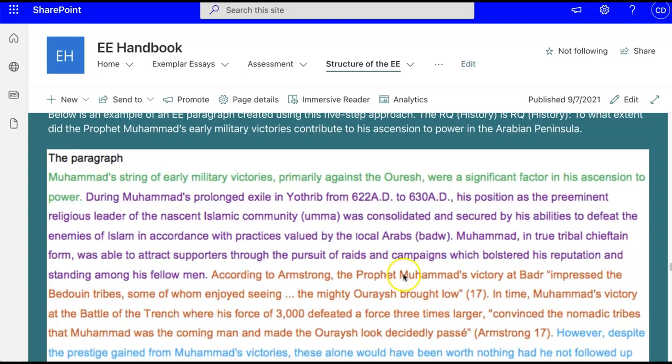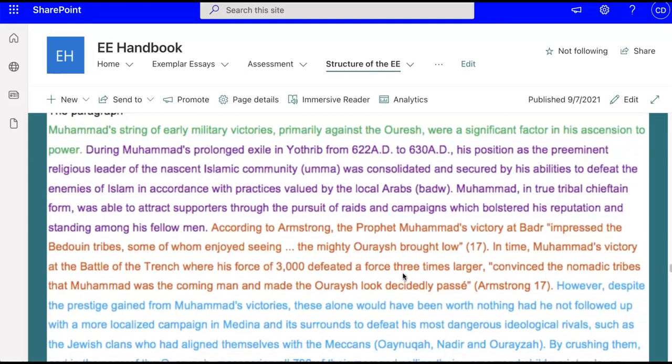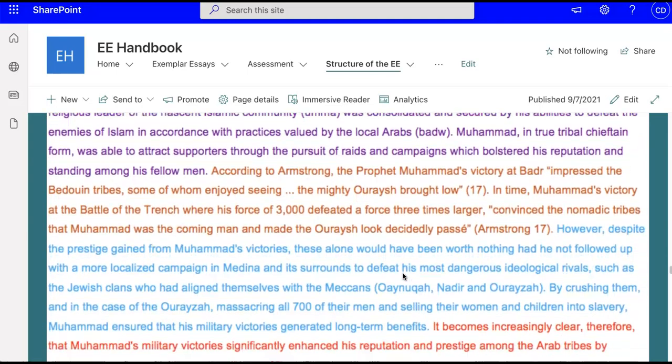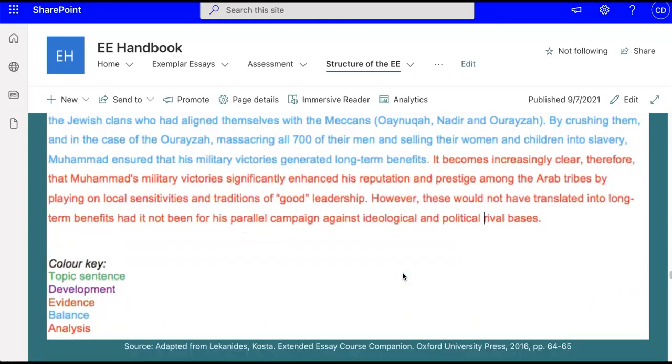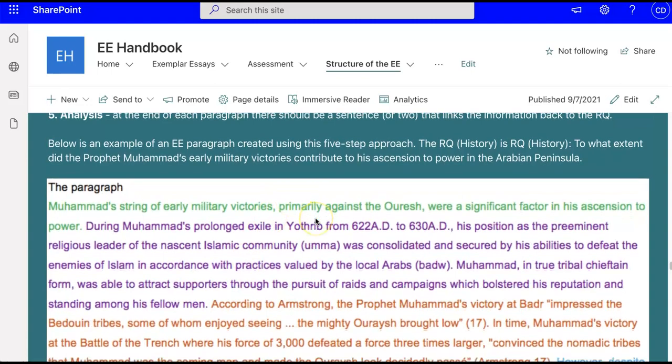Okay, this is just a sample paragraph here. I don't think I'm going to be able to fit it all on screen, but if you want to stop the video as we go along, I hope you can reread it. The color key just tells you which part. So obviously the topic sentence is here in green. It's very useful to use topic sentences, in other words, a sentence that outlines the main idea of the paragraph. That really does help the reader to understand your argument.